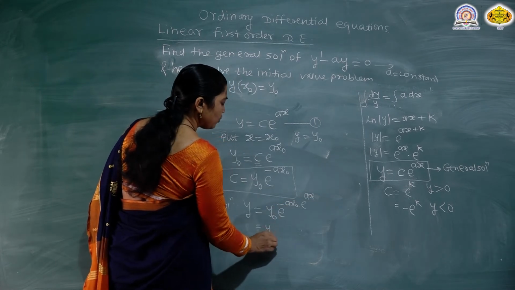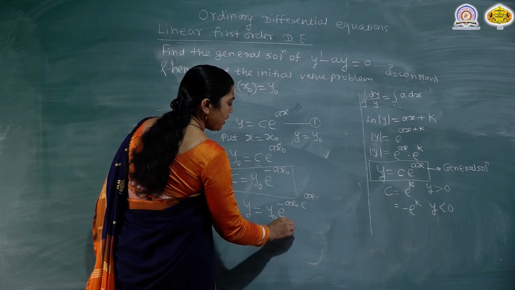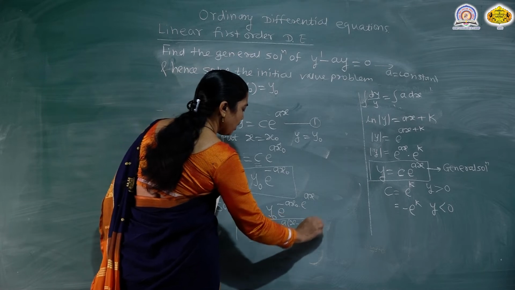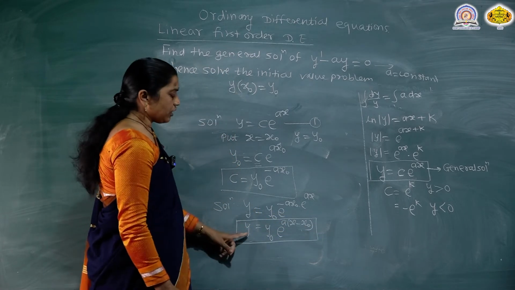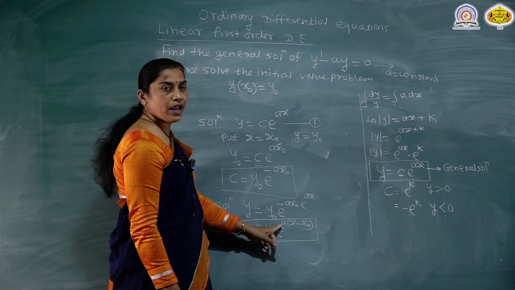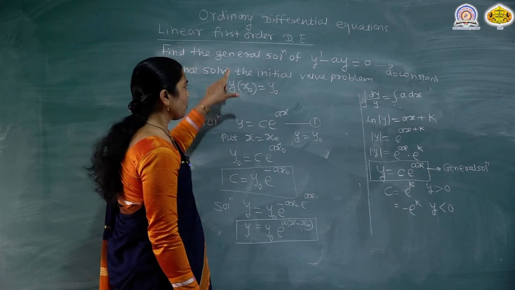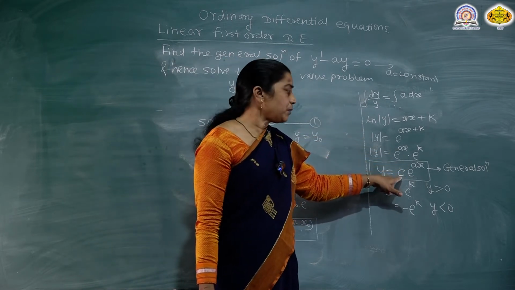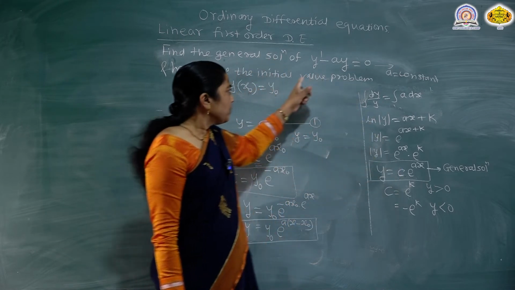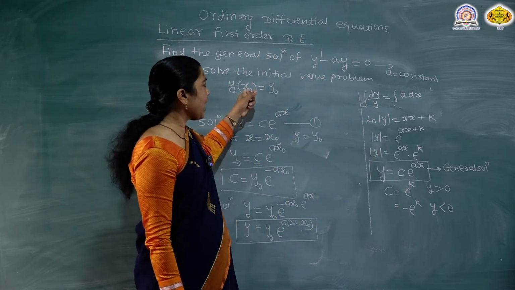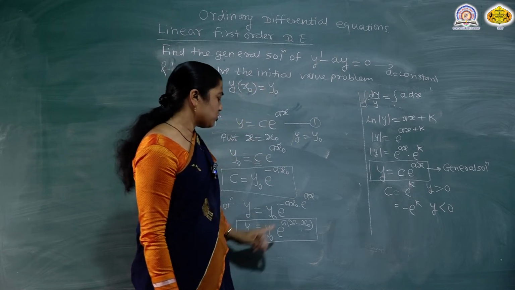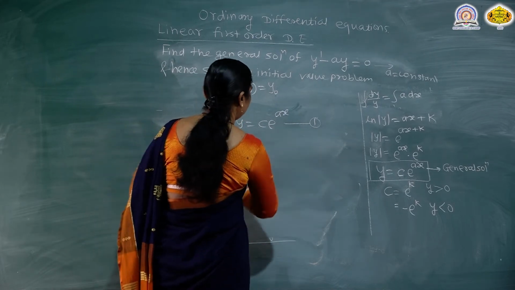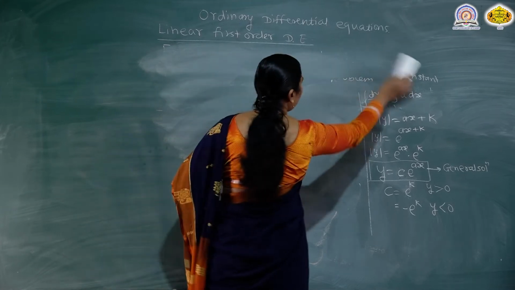It is nothing but y0 e raised to a into bracket x minus x0. So, this is the solution of the initial value problem, that is y is equal to y0 e raised to a into bracket x minus x0. So, observe that this is the general solution because it contains the arbitrary constant c, and if we are given the initial values, when x is equal to x0, y takes the value y0, we get the particular solution of this differential equation. Now consider one more problem.